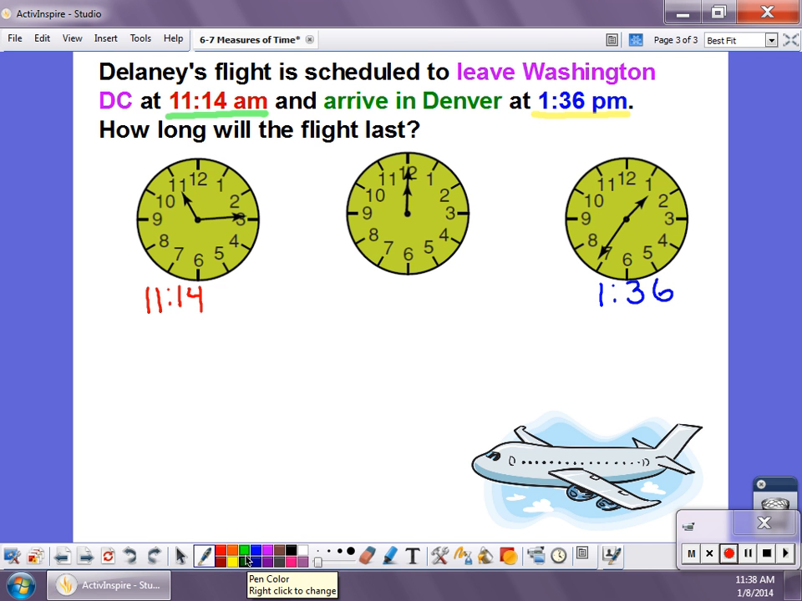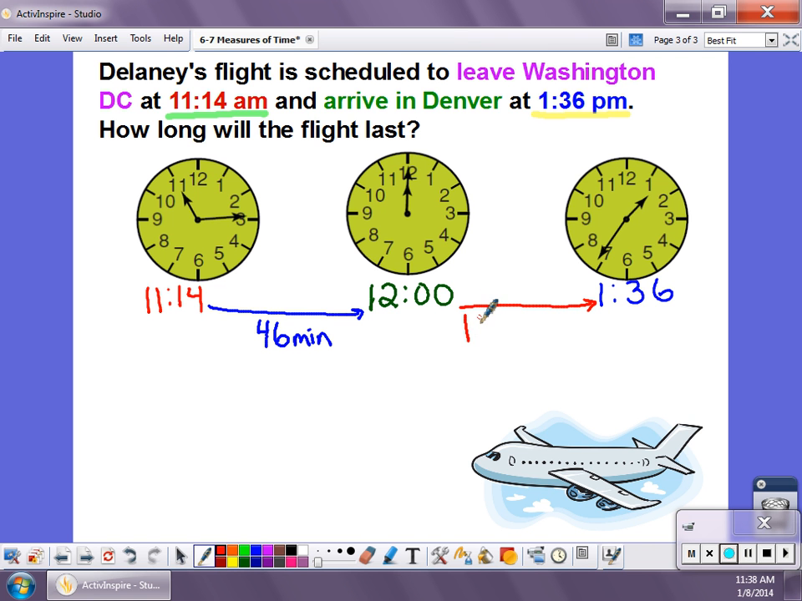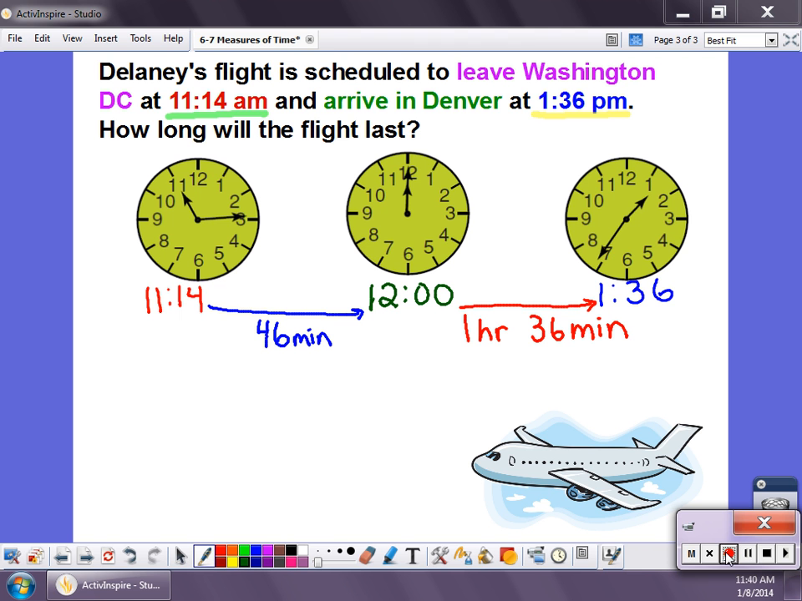What I'm going to do is look at, from 11:14, how much time will it take me to get to the next hour? And in this case, the next hour is 12 o'clock. So from 11:14 to 12 o'clock, that's 46 minutes. And then from that 12 o'clock to the ending time is going to be 1 hour and 36 minutes. So the first part of this flight is 46 minutes, and the next part of the flight is 1 hour and 36 minutes.